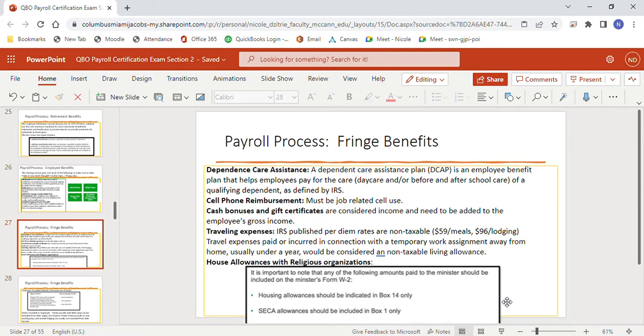Then you have cell phone reimbursements. That must be job-related cell phone use. Cash bonuses and gift certificates, those are considered income and need to be added to the employee's gross income.